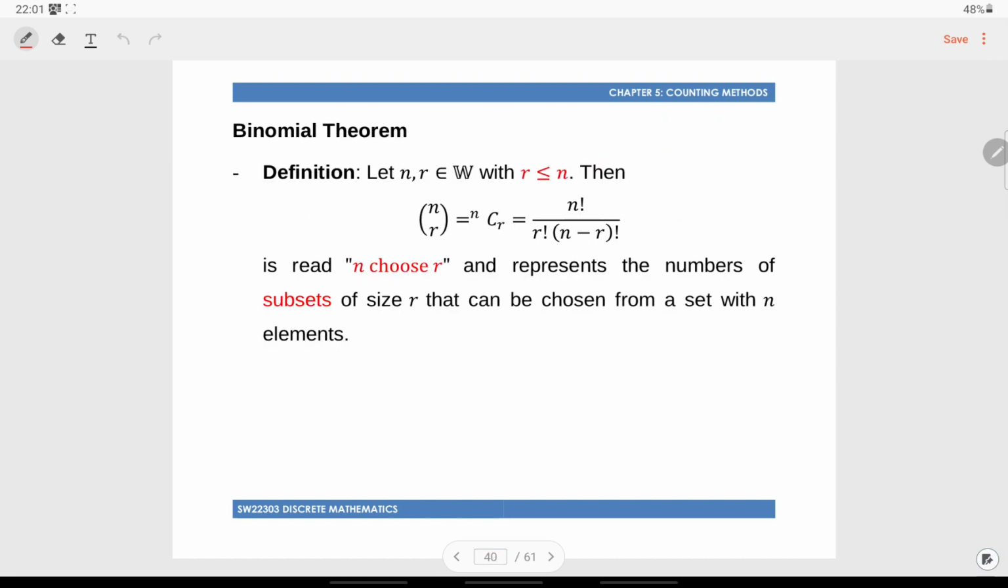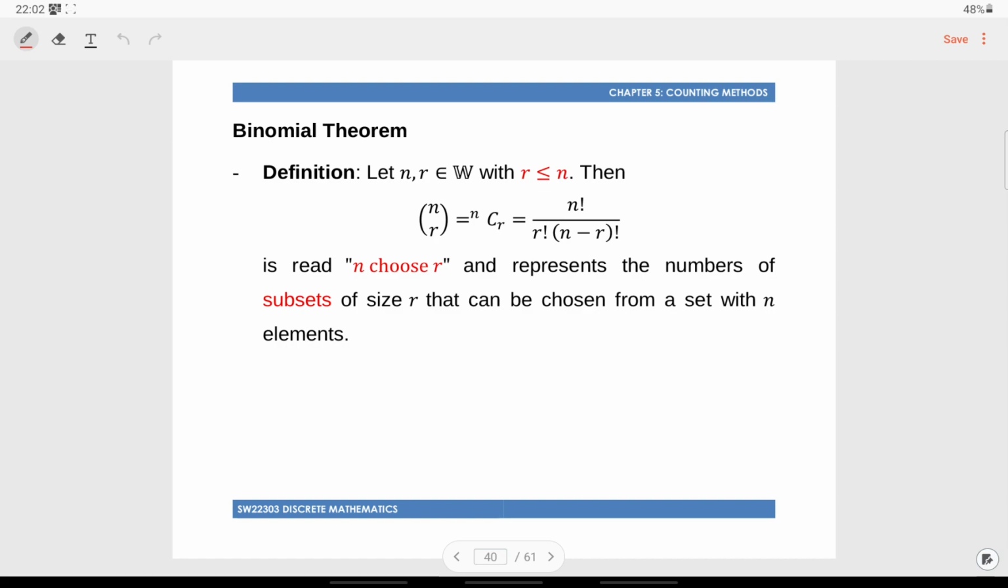Okay, because we're dealing with factorial functions, now we are ready to discuss the binomial theorem. We consider the following definition. Let n and r be whole numbers, which means the smallest possible value for these numbers is 0. So n and r are whole numbers with r restricted to be less than or equal to n. Then nCr is equal to n factorial over r factorial times (n minus r) factorial.